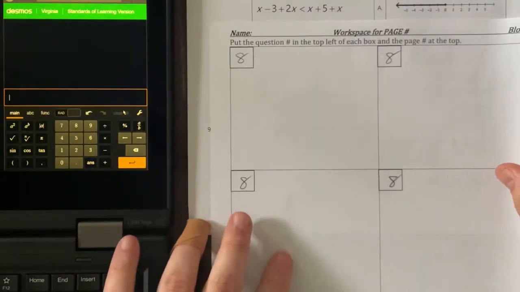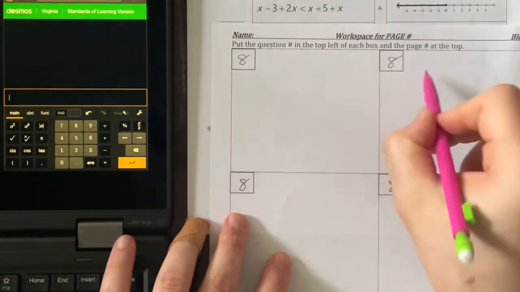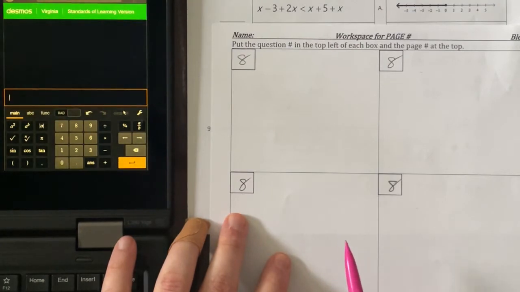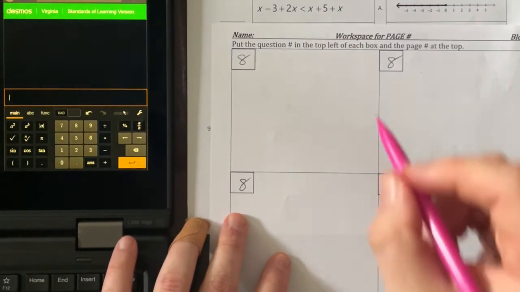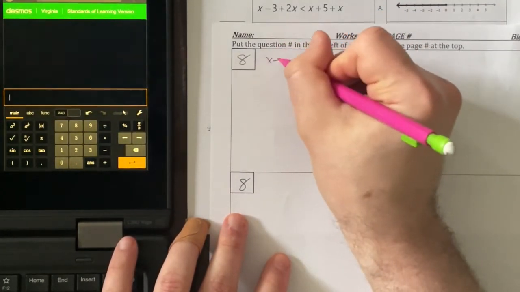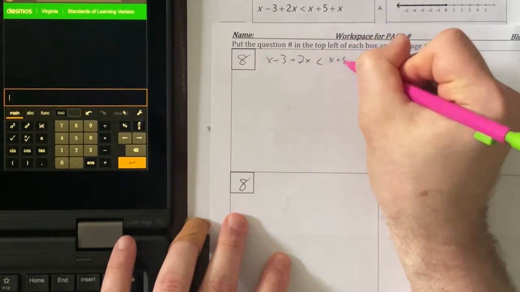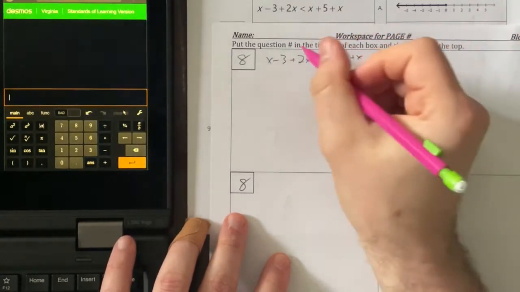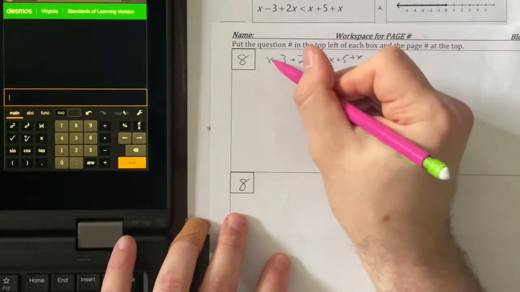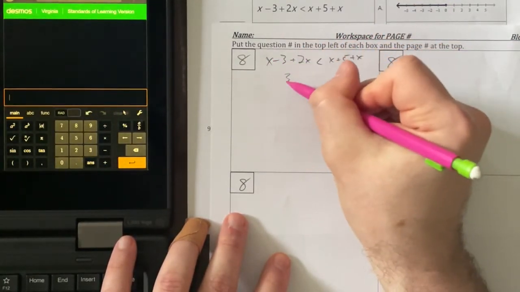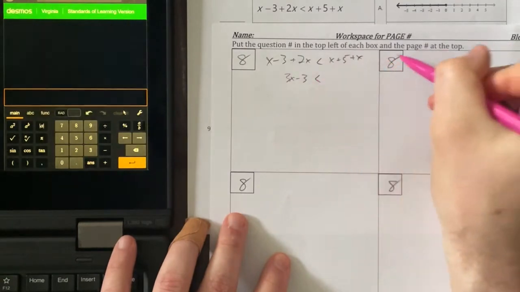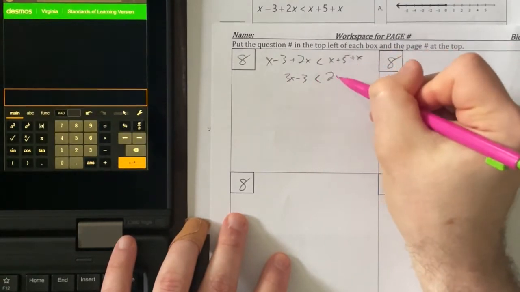What I'm going to do is each of these one at a time, and then get those solution sets. So I have x minus 3 plus 2x is less than x plus 5 plus x. Combine like terms on the same side first. So this is going to be 3x minus 3 is less than 2x plus 5.